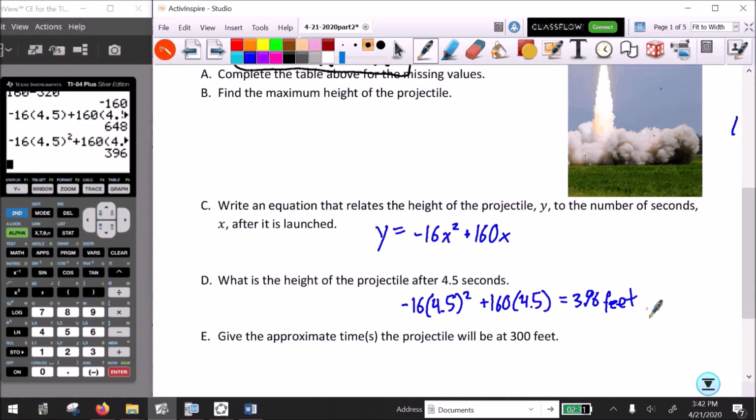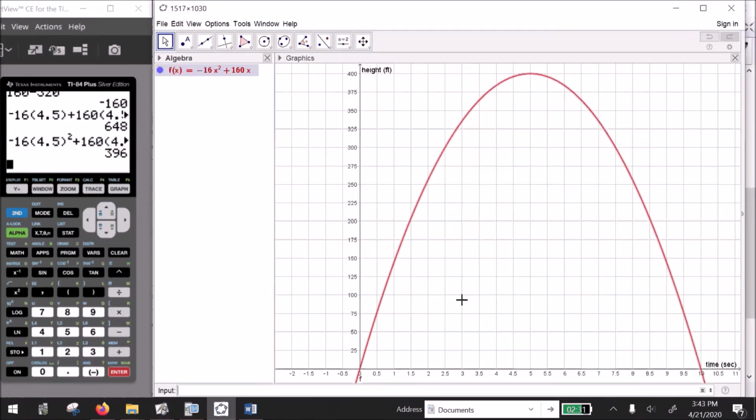Give the approximate times that the projectile will be at 300 feet. You can see from this graph that there's actually 2 times when this thing's at 300 feet. Here's 300 feet right here. You could see that here it's at 300 feet and also over here. To determine them without the graphing calculator, we can use factoring.